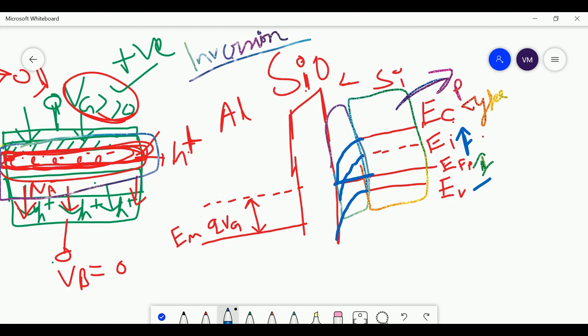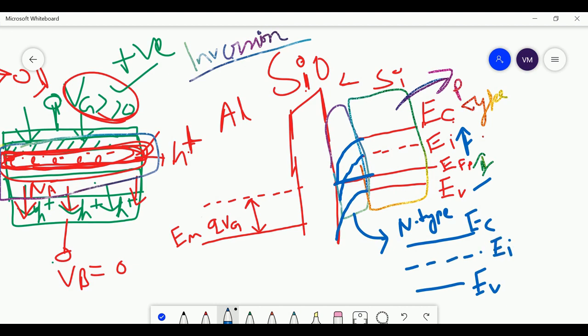Why have I drawn the band diagram like this? I will explain the same thing with this diagram. How do you draw the band diagram of an n-type semiconductor? You make a conduction band, you make a valence band, you make an intrinsic level, and for an n-type, you make the Fermi level closer to the conduction band, between the intrinsic band and the conduction band, somewhere here. This is the Fermi level of n-type semiconductor.